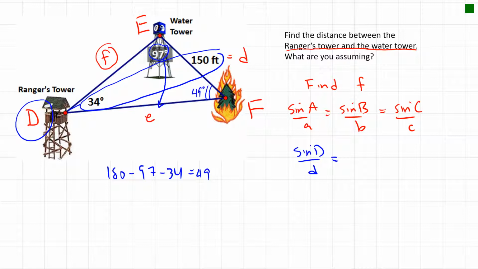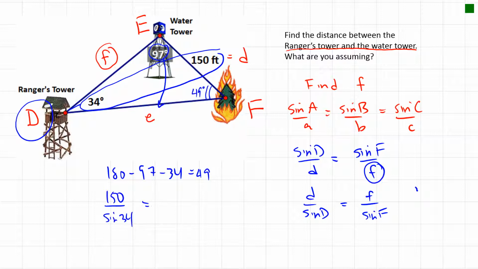So now I know angle F, so I'm going to use F, because I definitely want to find out what f is. Now I'm going to rewrite this so that the f is in the numerator. So it will be d over sine D equals f over sine F. Now plugging in our numbers, d is 150, over sine of 34 equals little f, which we don't know, over the sine of 49.